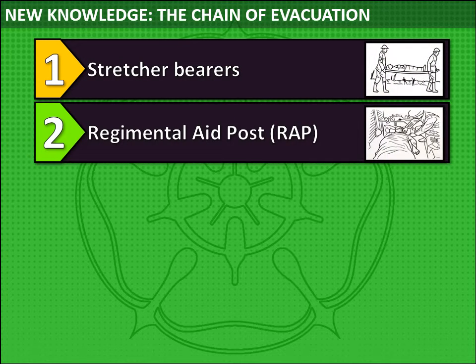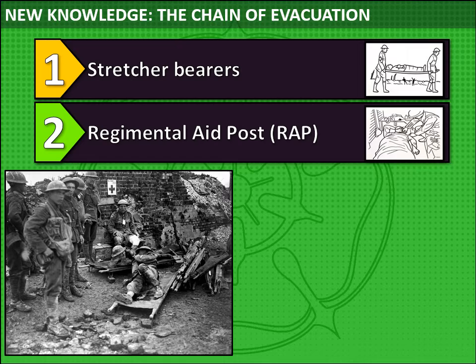Stretcher bearers would bring the injured to the regimental aid post first. This regimental aid post, as you can see, was often located very near the front line trench. In fact, it was about 200 meters from the front line, in a communication trench or in a deserted building, as you can see here.